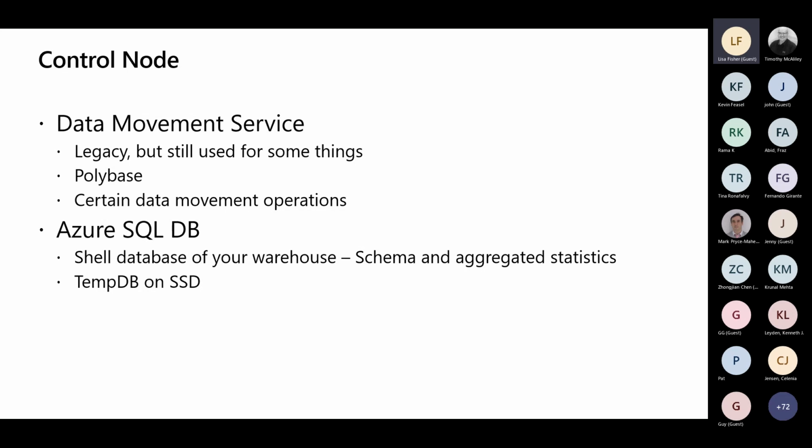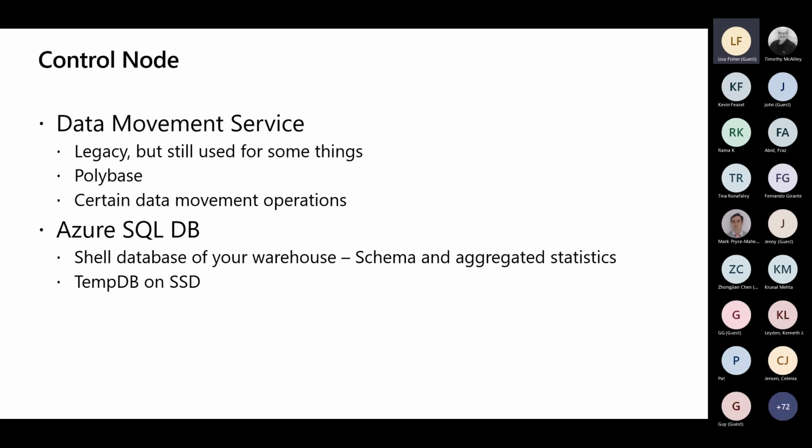The other thing that the control node hosts is an Azure SQL DB, along with its own temp DB. And that temp DB is on SSD. But the Azure SQL DB is simply a shell database of our table definitions. It's going to hold our stored procedures, our functions, all that kind of stuff. It's going to have a schema of all of our tables and objects, but it's not going to actually house any of the data. It's a metadata shell. It also will hold statistics. Now, one of the questions, I call it aggregated statistics.